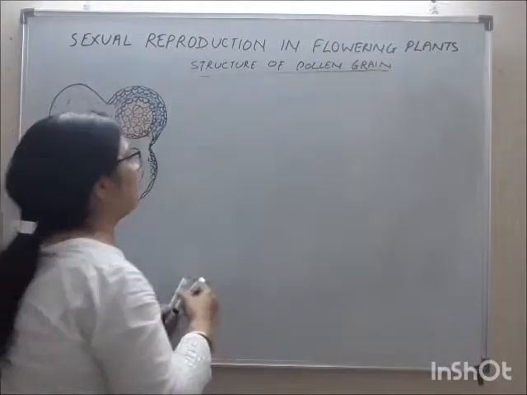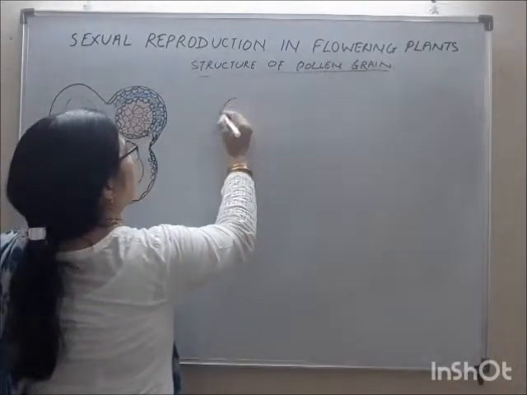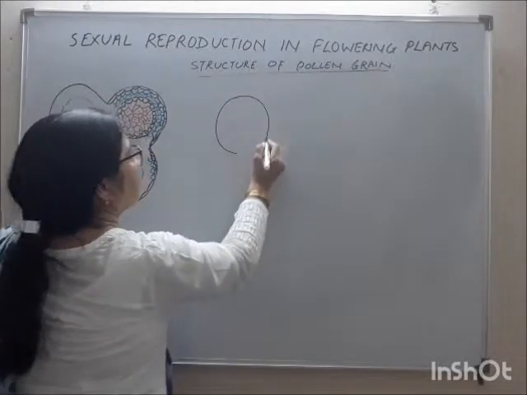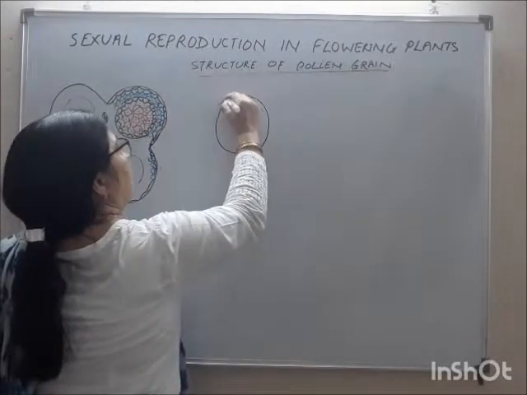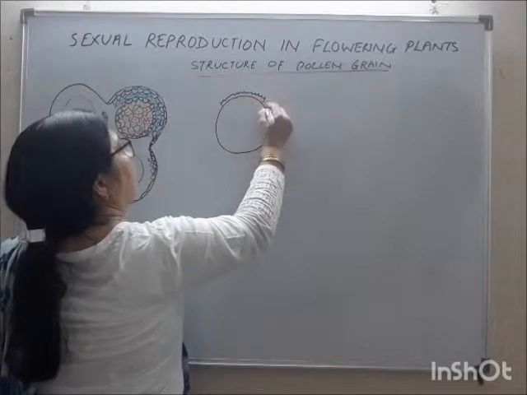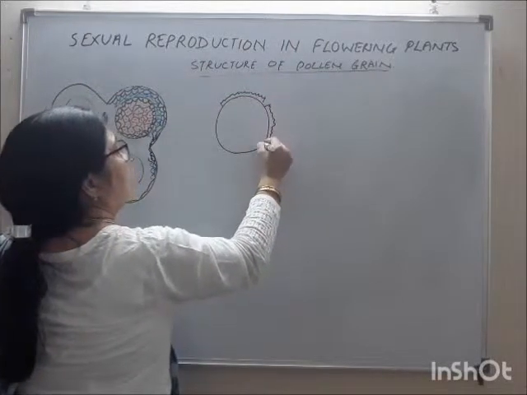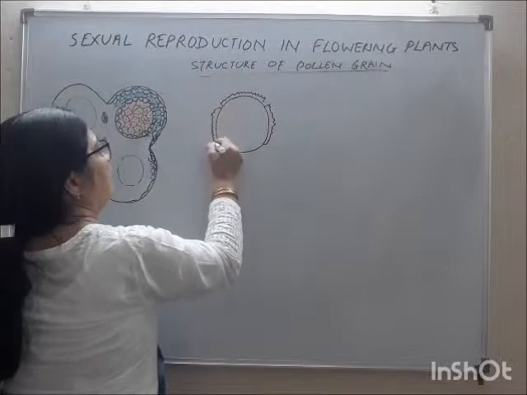Now we'll do the structure of pollen grain. The structure of pollen grain is double layered, and it is often spine in nature. ये spine type होता है.